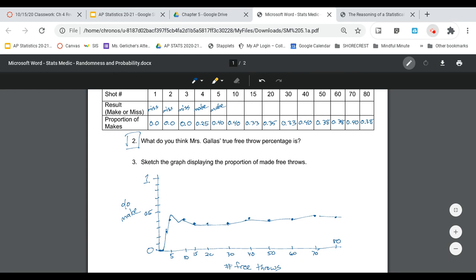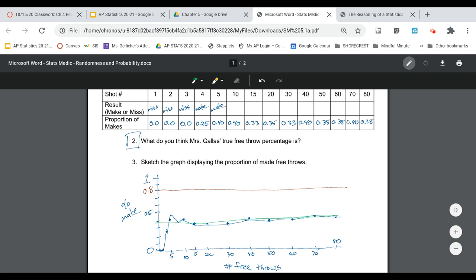Okay, so looking at this, it seems clear that her free throw percentage is not actually 80%, because 80% is up here, right? And she never even got close to it. In the beginning, the first few shots, there's enough fluctuation that you can't make many claims about the long term, but once you get enough shots, you start to make some claims about the long term. And if we had to guess what the final percentage is, it's probably something around in here, right?